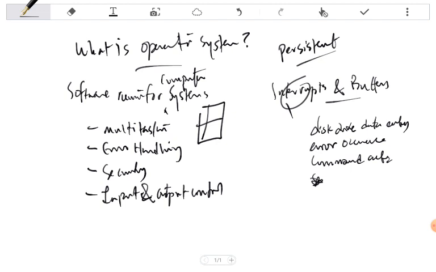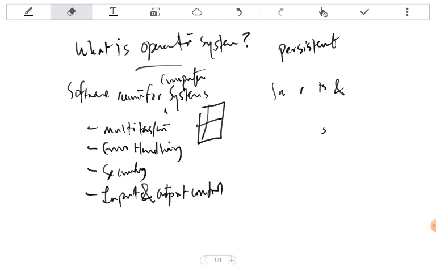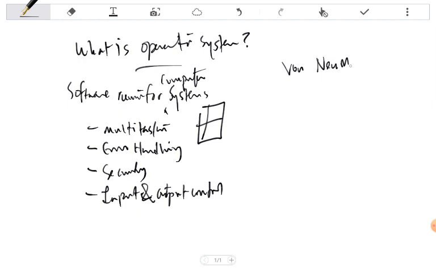Is that okay? Now let's move to a particular model we call the von Neumann model. You can look it up online, but this is the spelling: Von Neumann model. Okay, so what is the von Neumann model?